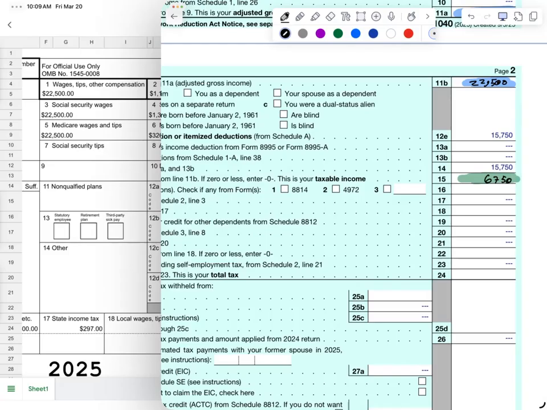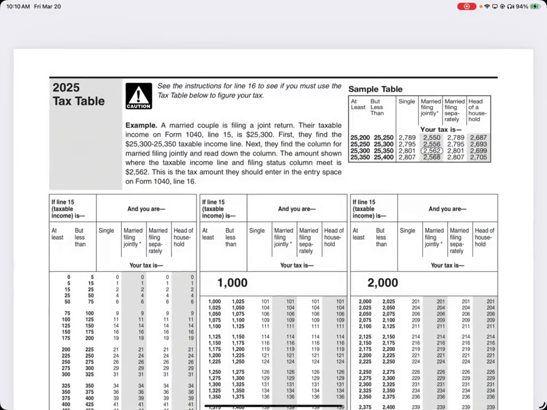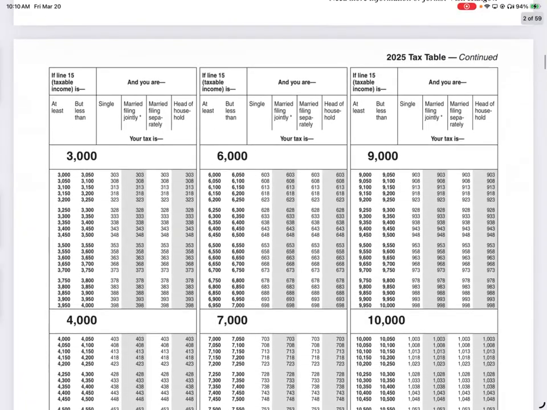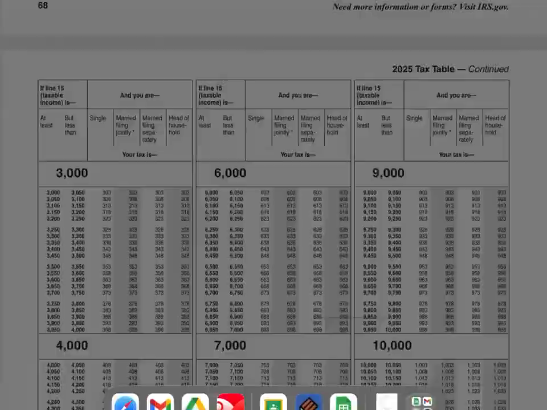So now, how much taxes do I have to pay? Now notice I'm putting it as a different color because it's a different number. To find this number in red, I need to go back to this form and look up 6,750, which is right there, which gives me $678. So how much does Melinda owe in taxes? She owes $678.